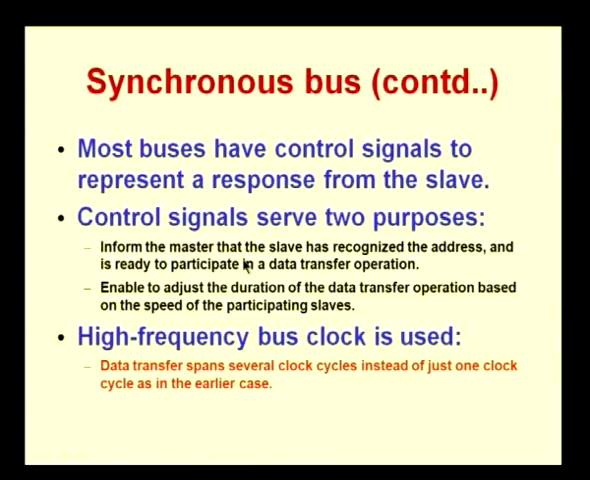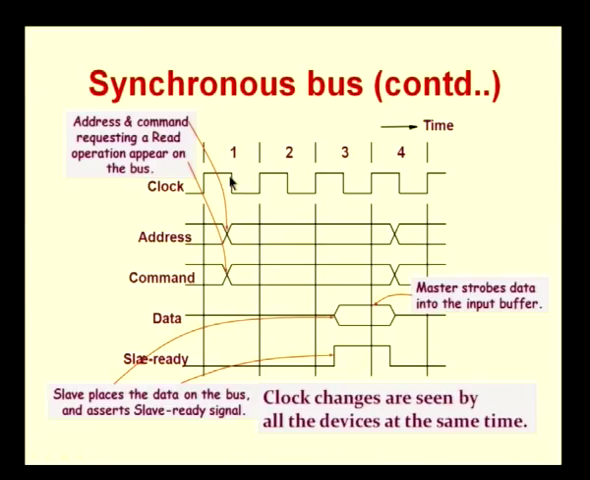One is to inform the master that the slave has recognized the address and is ready to participate in the data transfer operation, and second is to adjust the duration of the data transfer operation based on the speed of the participating devices. That is, the entire operation need not take place within one clock cycle, but you could have multiple clock cycles for the data transfer to take place. And that information as to which clock cycle what is taking place is conveyed with the help of these additional signals. We will see how that is done.